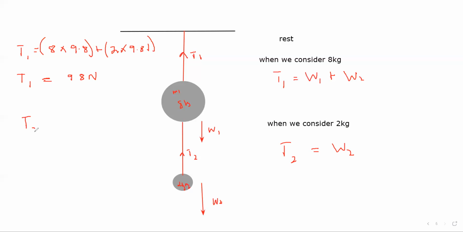And what about T2? T2 is equal to W2, so it will be 2 multiplied by 9.8, which is equal to 19.6. So T2 is equal to 19.6 Newton. Is this part clear?